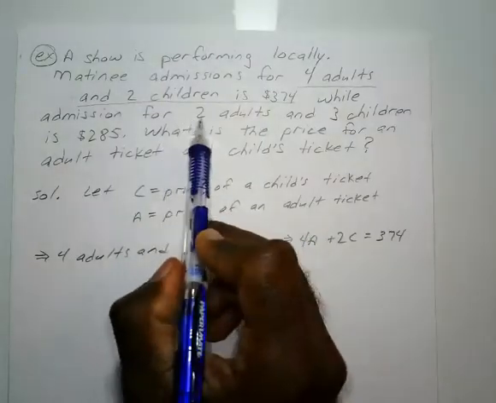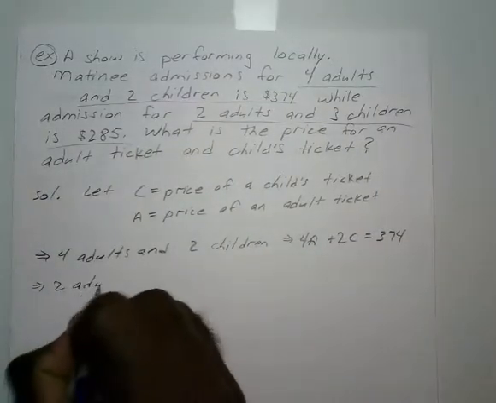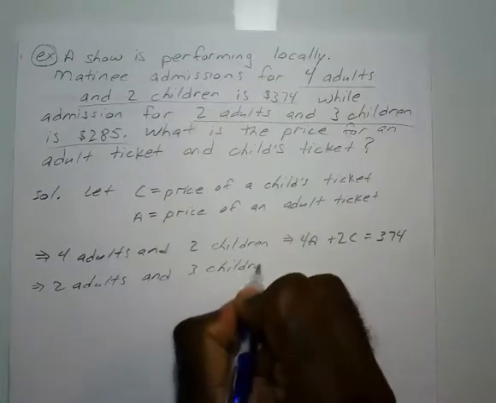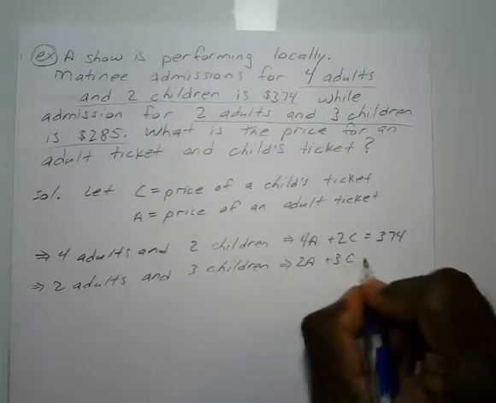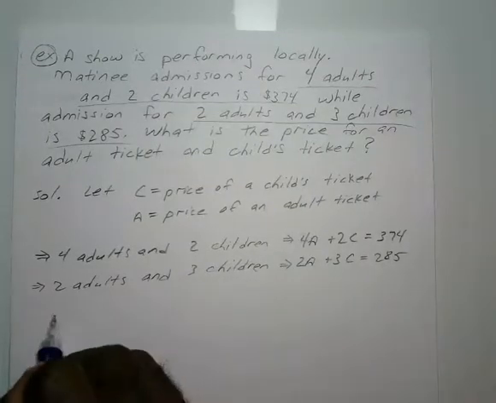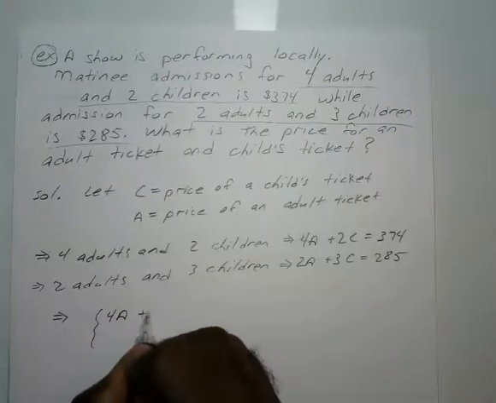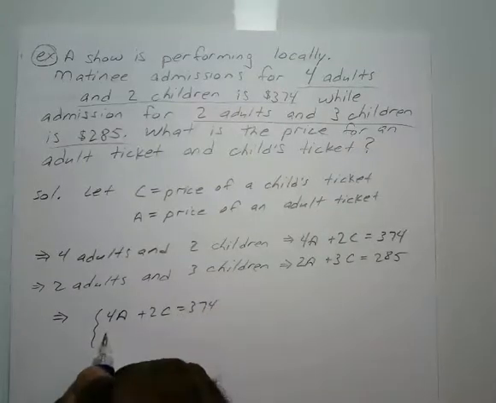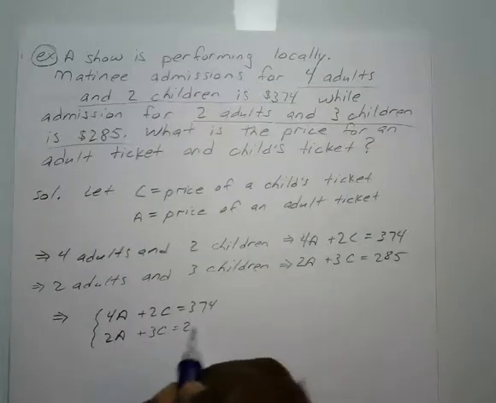Okay, so now you have 2 adults and 3 children. That's 2 adults plus 3 children. We know that's 285. Okay, so we have our equations. We have 4a plus 2c equals 374. And we have 2a plus 3c is 285.